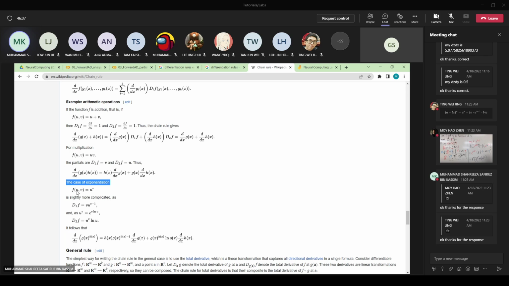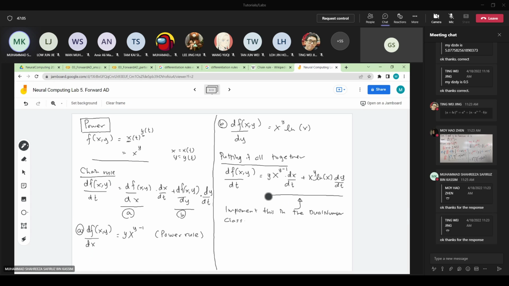You have f, a function of u and v, equals u to the power of v. Both u and v are functions of x in this case. So it follows that if you're finding the partial derivatives with respect to x, then this is what you have to do. This is the same as our answer here.